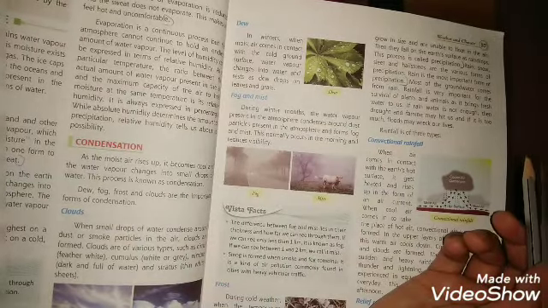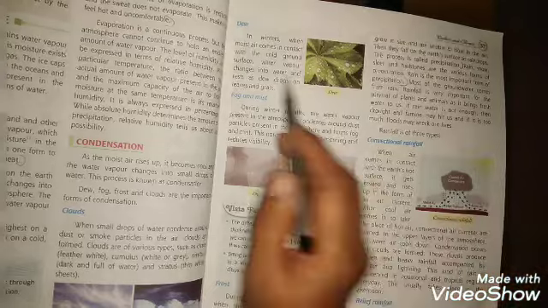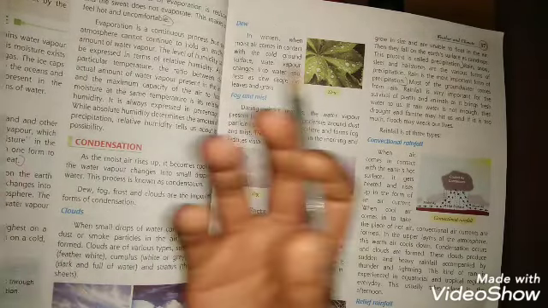Clouds, dew, fog and mist, then frost. This and all that. Okay. So next one, dew. What is the meaning of dew? In winters, when moist air comes in contact with the cold ground surface, moist air, that means the wetness, will come down. Then water vapor changes into water and rests as dew drops on leaves and grasses.